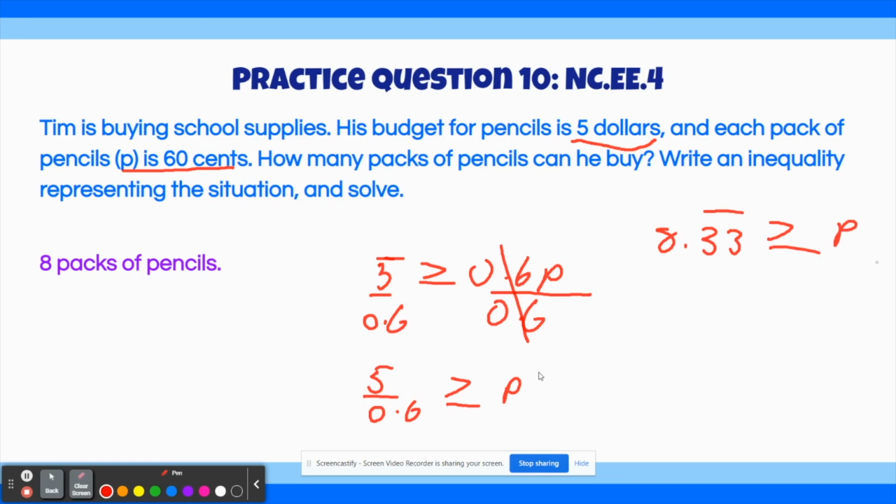So that means he can buy less than or equal to 8.33 packs, but obviously you can't buy a third of a pack. So we'd have to round down to the nearest whole number. So that would mean we round down to just 8 whole packs of pencils because you can't buy 1/3 of a pack. So that's going to be our final answer.